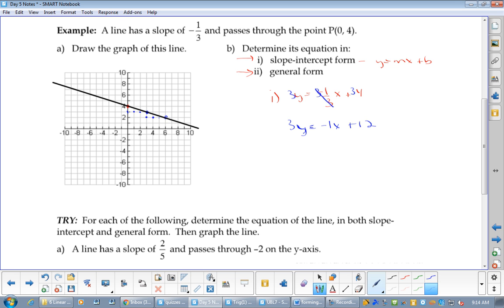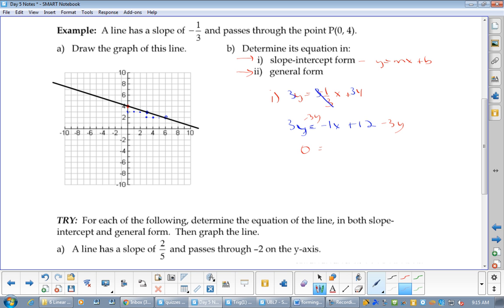Now, second goal is to have a 0 on one side. Now, if you were moving furniture and you had a choice of moving one couch or two couches, move the one couch. It's going to be less work. So you can see we can move the 3y to the other side, would only be moving one thing. If I was to move everything to the left side, I would have to add 1x, and I would have to minus 12. So all I'm going to do is I'm going to minus 3y here, and that will give me a 0.